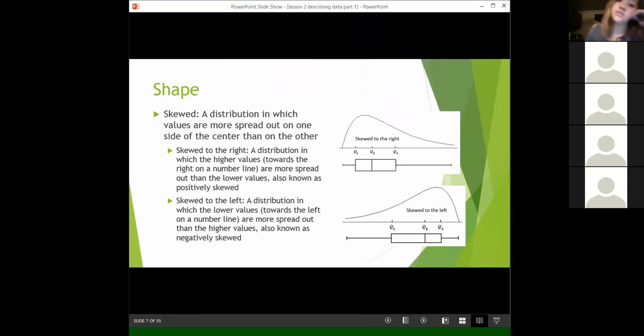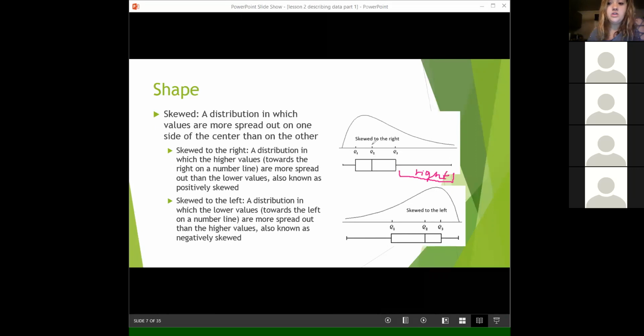If we have a skewed distribution, this is going to be different. It's taking a symmetrical distribution, but showing that the values are more spread out on one side or the other. So if we're skewed to the right, that means our values on the right are more spread out. As you can see here, this line is much longer on the right. So that's saying there's much more data spread out over here.